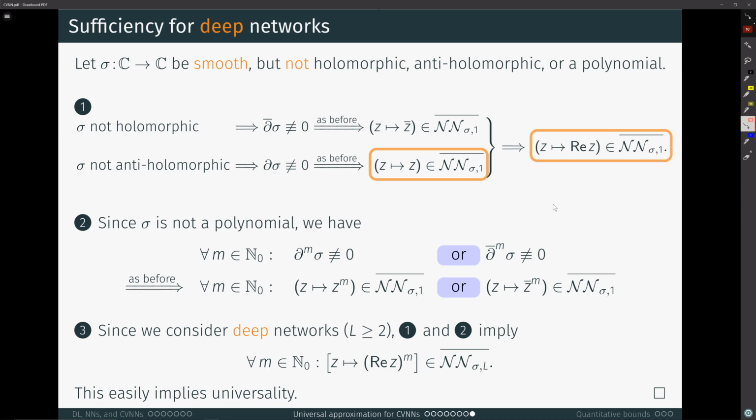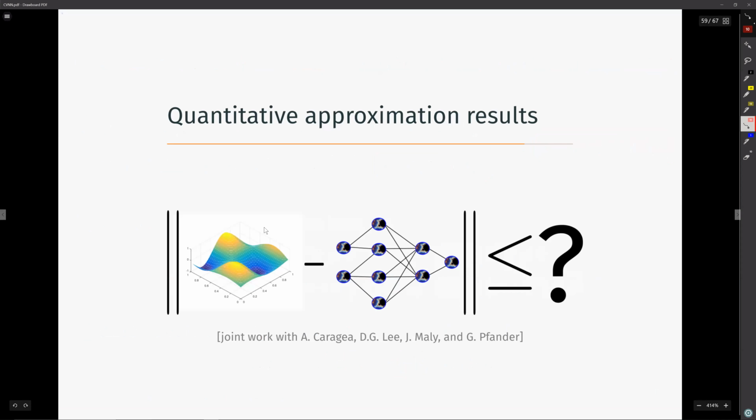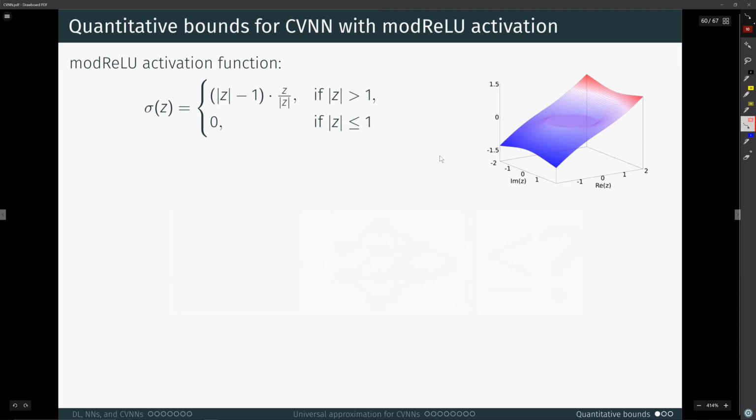Okay, so the last part, let's get to the quantitative bound. Here we ask, given a function, how big do you actually have to make your network to achieve a decent approximation? This is joint work with a bunch of people from Eichstätt, Sande Karaja, Digwan, Johannes Mali, and Götz Pfander. Here we are working with the so-called modReLU activation function, which is the generalization of the ReLU to the complex case if you want.